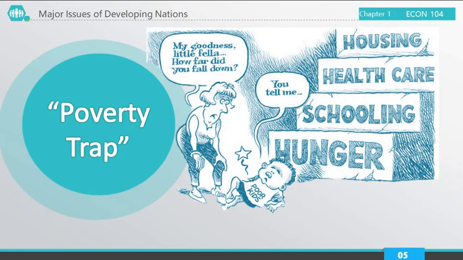Okay? Number 2, increase productivity of small farms. Bakit? Because farms, or let's say, natural resources, ito sila po kasi nagpo-provide ng basic necessities.